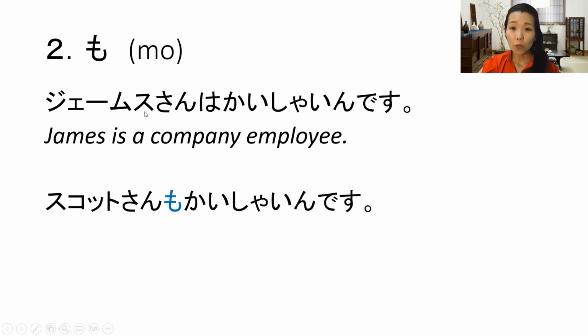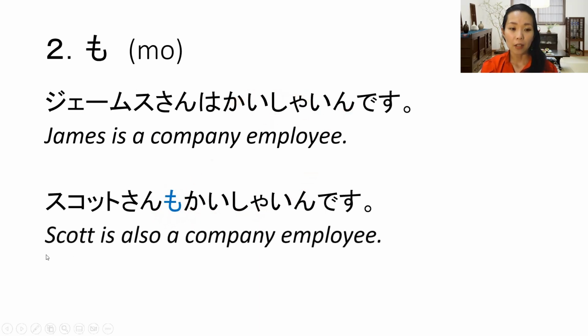So when you use も, you have to use a follow-up related to the topic. In this sentence, the follow-up is regarding the 会社員 part. So it says that Scott is also a company employee. So instead of は, here we use も, which indicates the meaning "also".